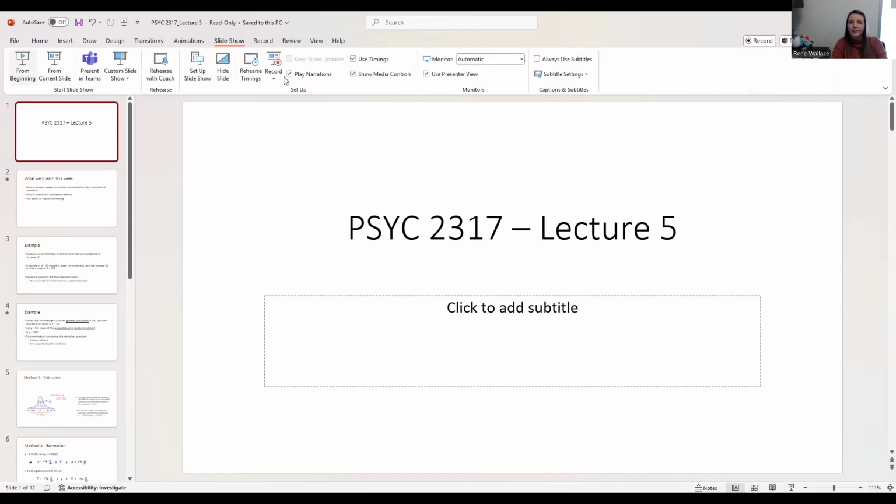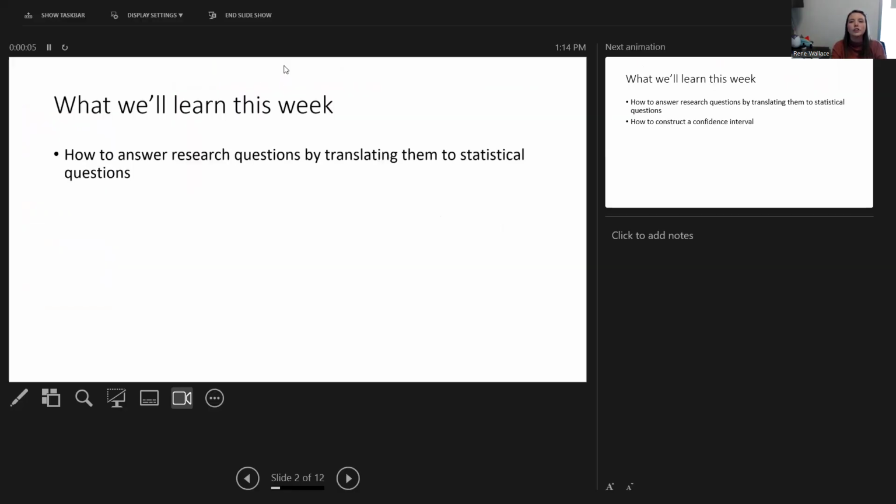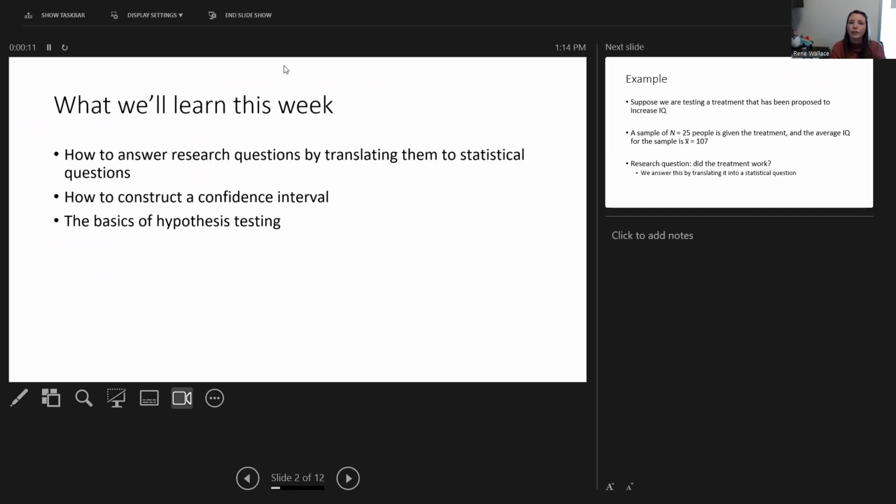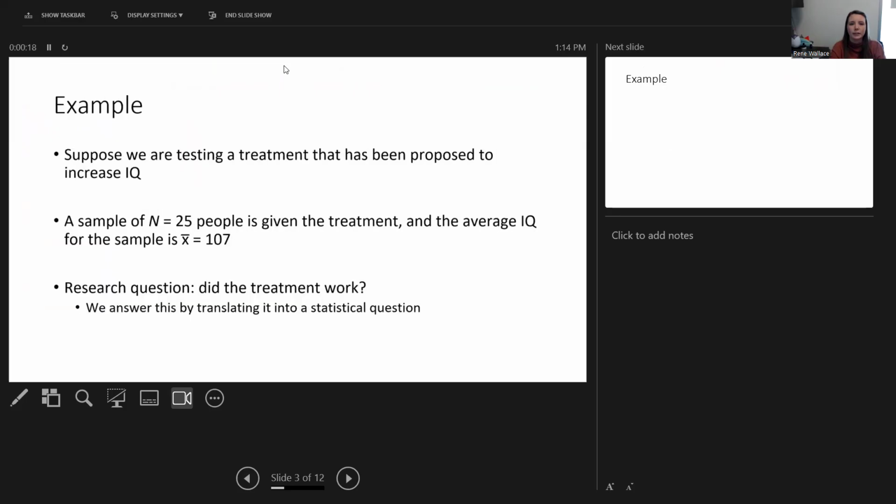from the beginning. All right, it's 2317, unit 5. So we're going to answer research questions by translating them to statistical questions. We're going to learn how to construct a confidence interval, and then we'll talk about the basics of hypothesis testing, the null and the alternative hypotheses.